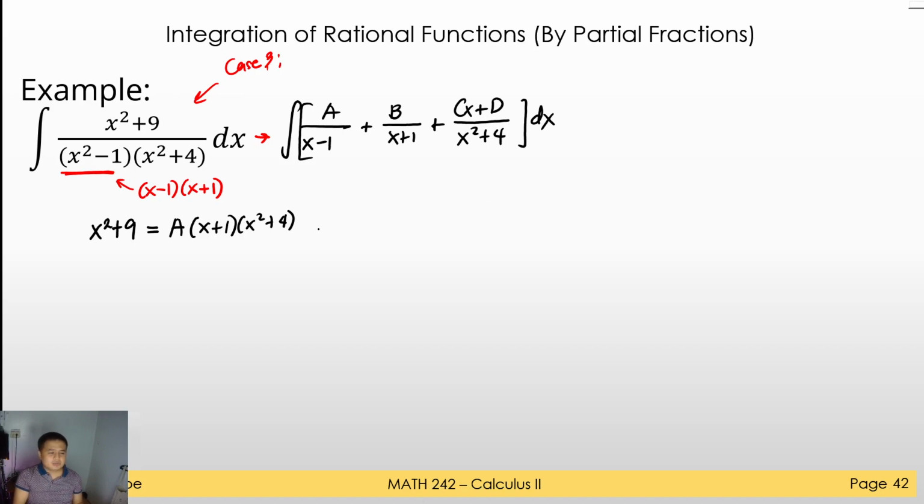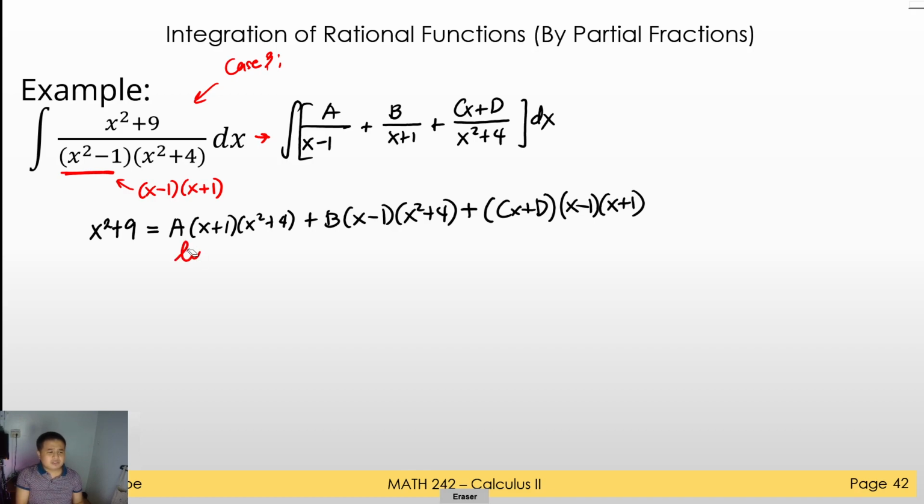Sorry, I forgot something here. For the next one, we have x plus 1, so we have B times x minus 1 and x squared plus 4. And then for the last term, you have Cx plus D times x minus 1 and x plus 1.